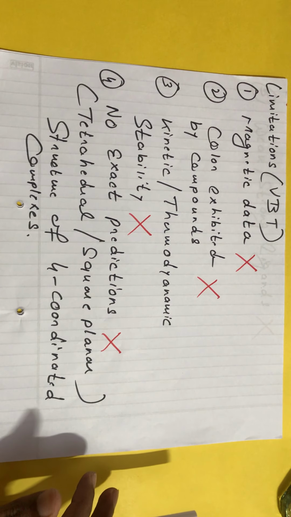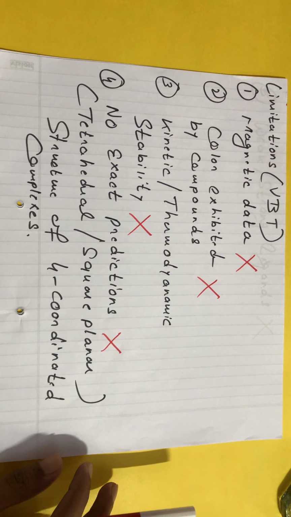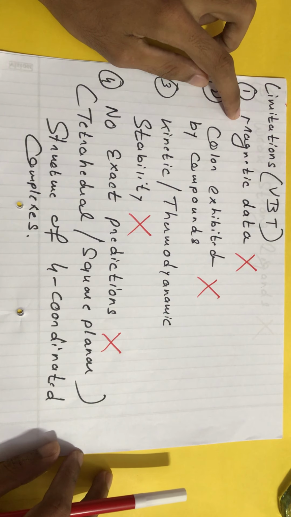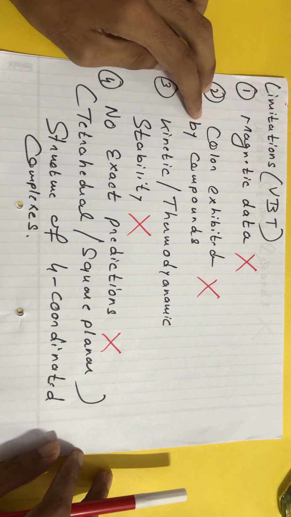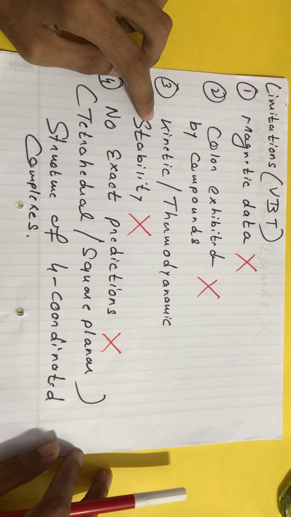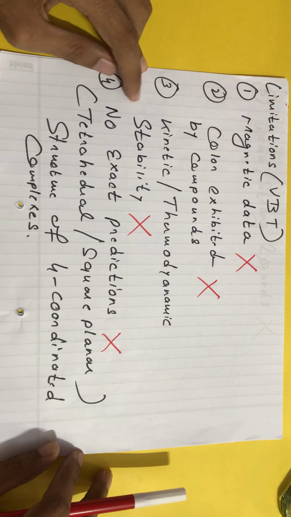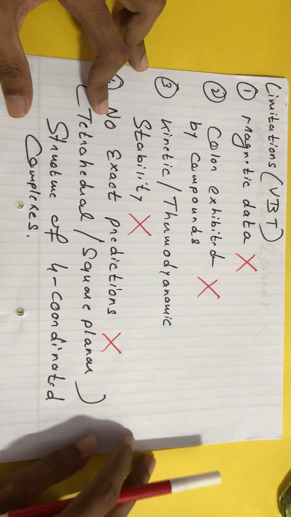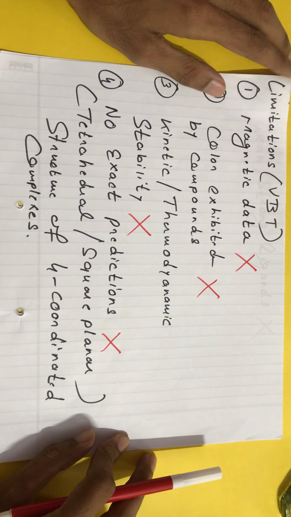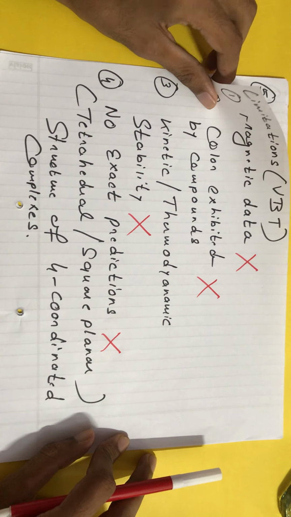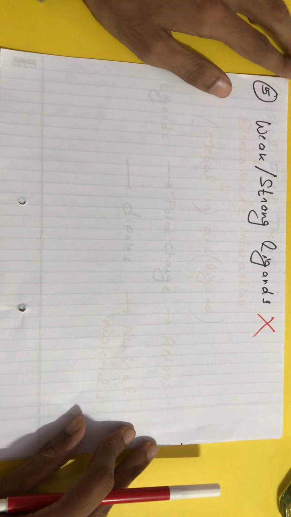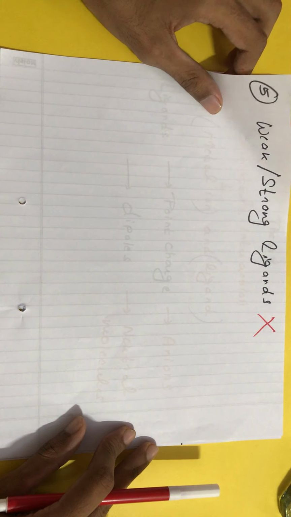So the limitations of the VBT, valence bond theory, are that we cannot know the magnetic data of a complex. We don't know the color exhibited by the compounds. We don't know their kinetic and thermodynamic stability. There is no exact prediction about the tetrahedral or the square planar structures, so the structure of the 4 coordinated complexes could not be exactly known. And we don't know which are the weak and the strong ligands. So these are the limitations of the VBT.